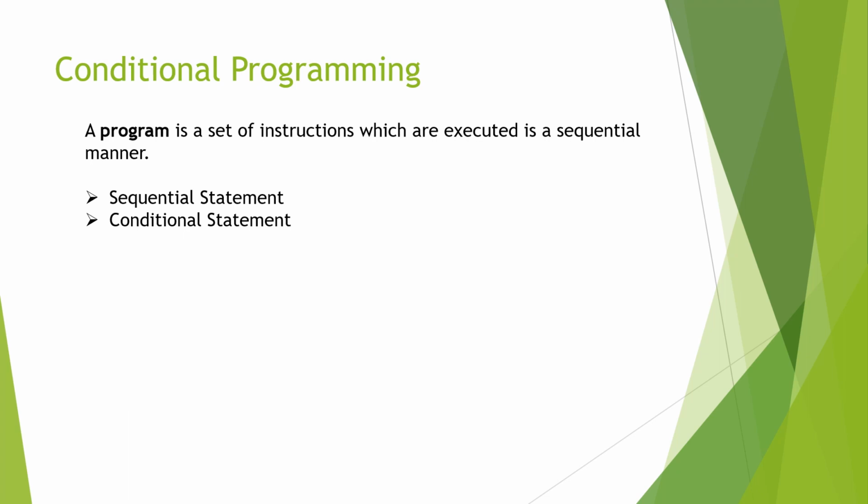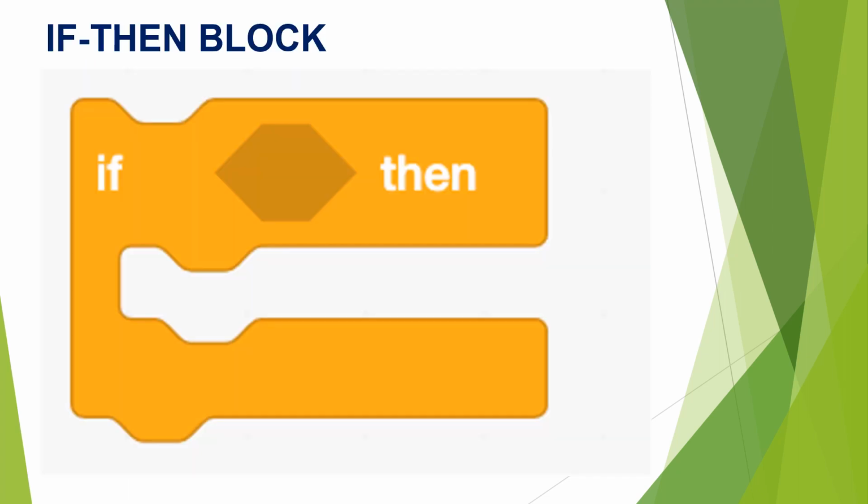Conditional statement. A conditional statement tells the program which action to take based on a certain condition. Scratch provides you different commands by which you can control the flow of execution. If-then block. The if-then block is a control block which is used to check a condition. If the condition is true, the code inside the C block will run. If the condition is false, the code inside the C block will be ignored.